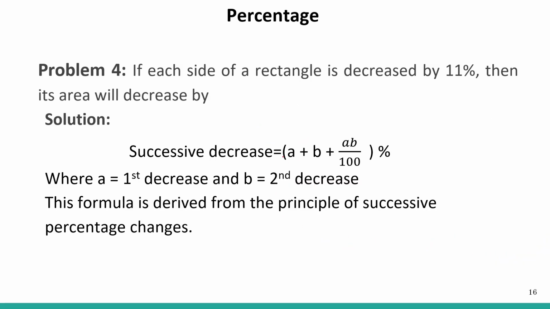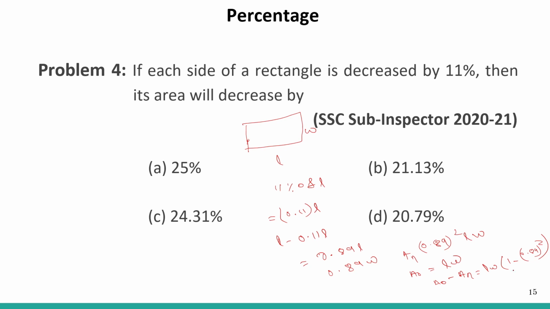So successive decrease is equal to A plus B plus AB by 100%. So first decrease and second decrease. So the decrease in area is this, and the original area was this. So how do we evaluate the decrease in percentage?